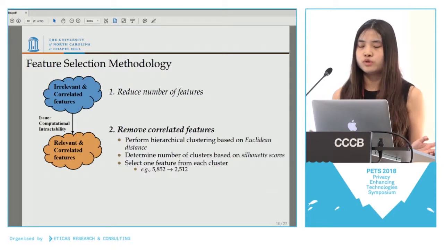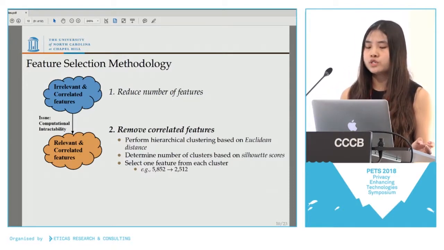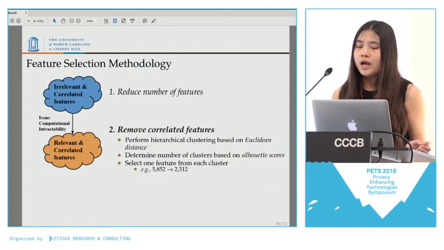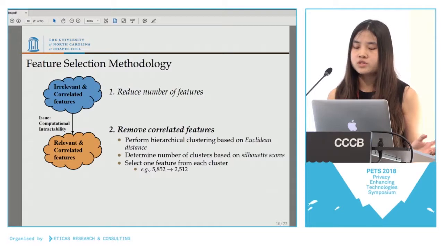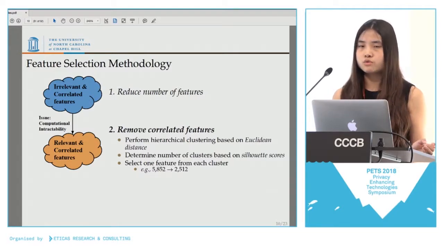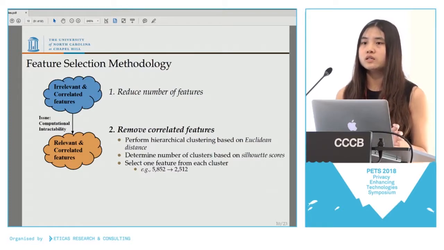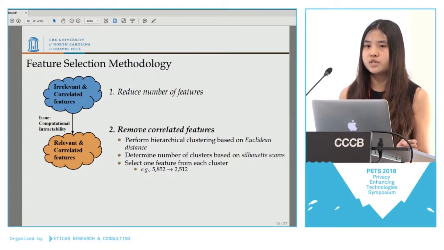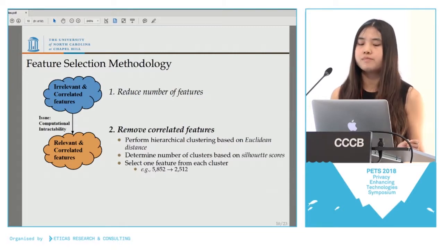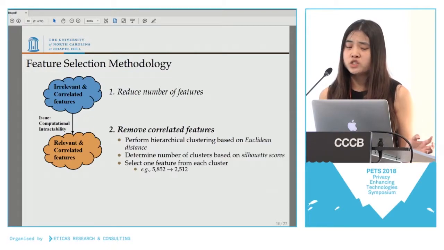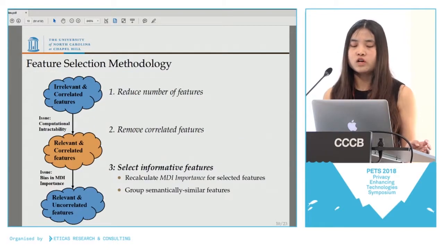So the next step is to remove correlation. And we use hierarchical clustering based on Euclidean distance to measure their correlation. And to determine the optimal number of clusters, we use silhouette score. And the score is defined as the ratio of the average distance between samples across different clusters to the average distance of samples within a cluster. So the higher the score, the better our clustering scheme is. And then we select one feature from each cluster for consideration.